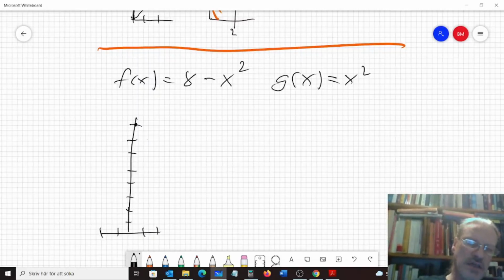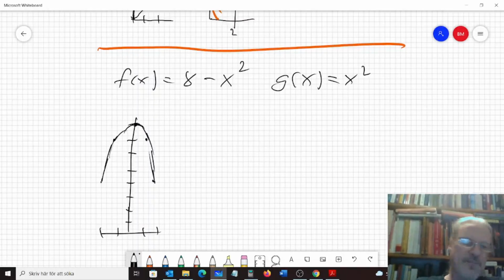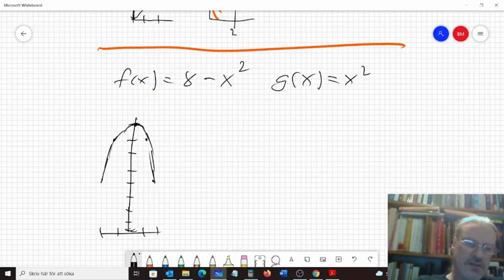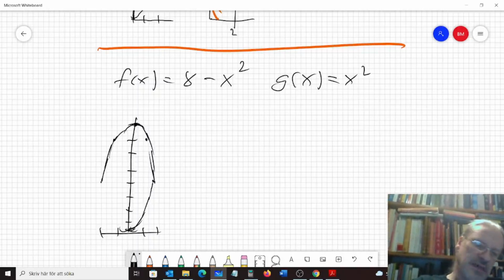1 gives us 7, and same thing with -1. And 2 gives us 4, right? Because 8 minus 2 squared, that's 8 minus 4. So we're down here, and same thing on this side. So we get an upside down parabola, something like this. And if we look at the x squared, it looks just the same, but upside down. Okay, we can also see that these two will cross each other at 2 and -2.